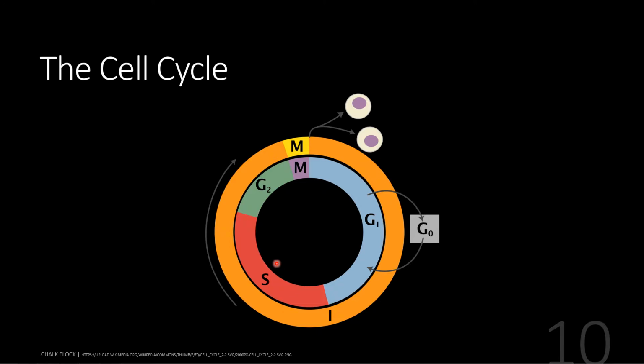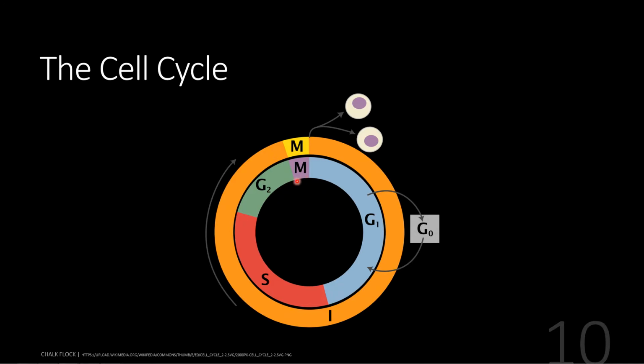And unfortunately, we're not going to be talking about that either. But take my word that stuff happens during synthesis. A copy of the DNA inside of the cell is produced. And then we hit G2, or growth phase 2. That's when the cell keeps on growing and it's getting ready to enter mitosis.